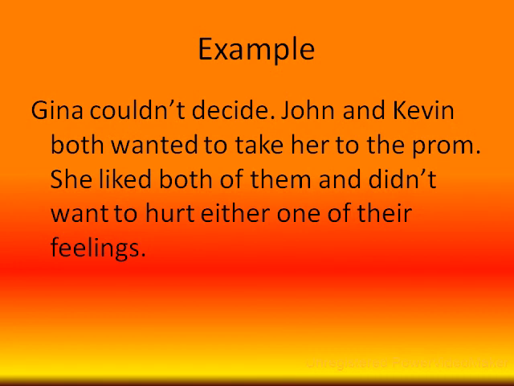Gina couldn't decide. John and Kevin both wanted to take her to the prom. She liked both of them and didn't want to hurt either one of their feelings. Where is the conflict coming from? The two boys would be external conflict, but her feelings come from internal conflict. Specifically, the internal conflict is that she doesn't want to hurt either of their feelings.